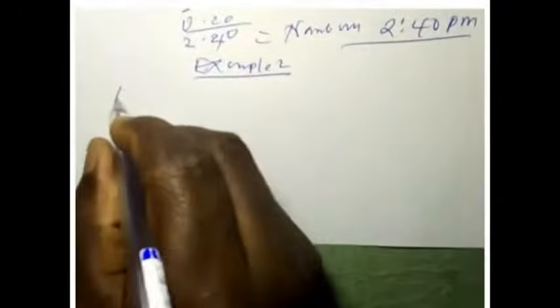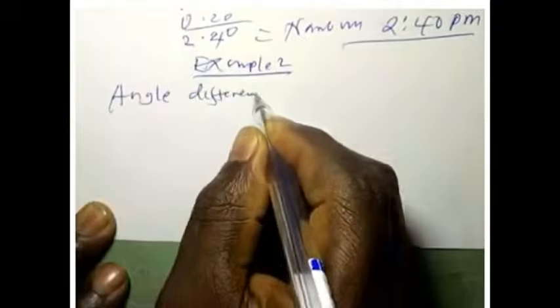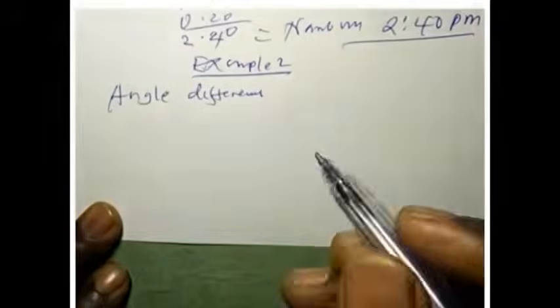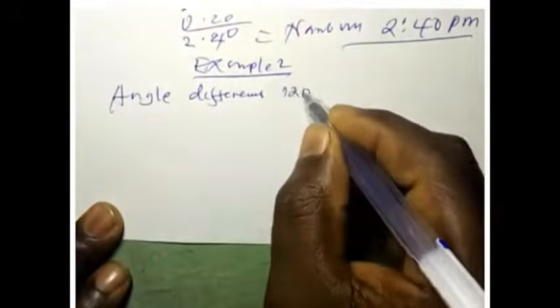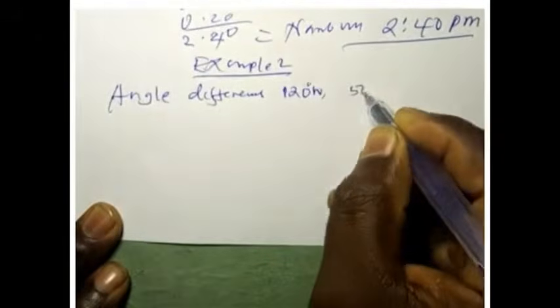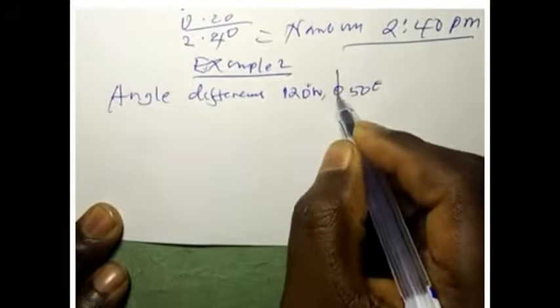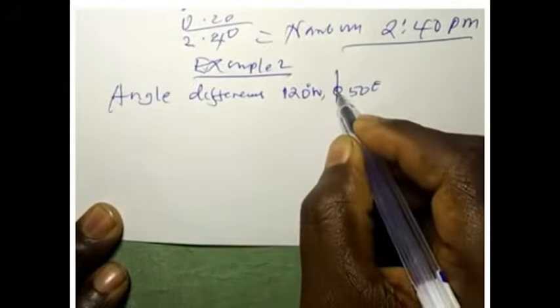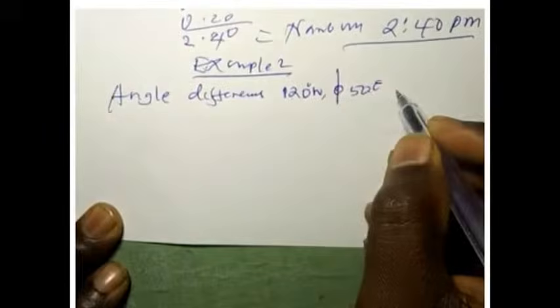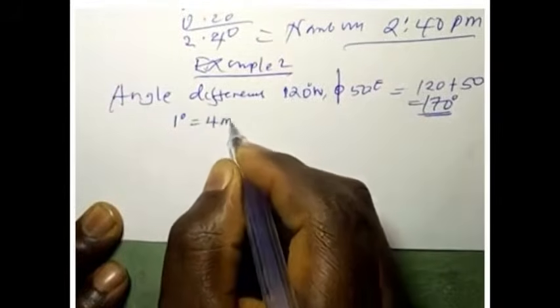So the angle difference along the longitudes is 170. Remember, we have 120 west and then 50 east. So it's 120 west of the Greenwich meridian, which is 0, and then from 0 to 50 east. So that's why we are going to add 120 and 50.